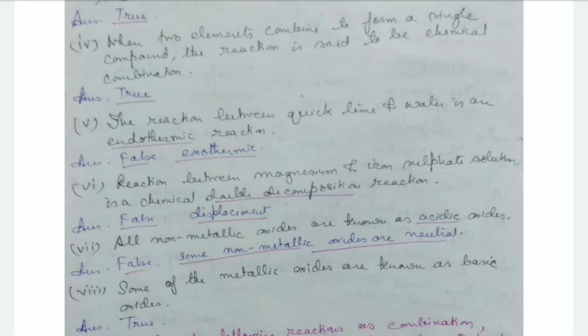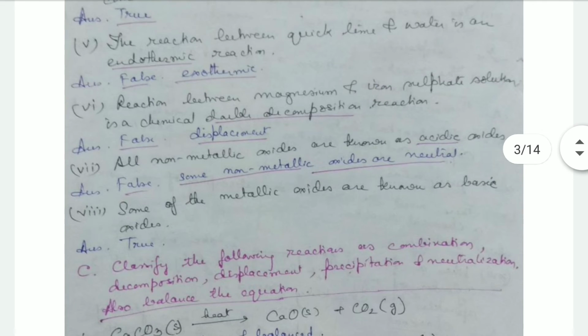Reaction between magnesium and iron sulfate solution is a chemical double decomposition reaction. That's false. It's a displacement reaction. Magnesium will displace iron. All the non-metallic oxides are known as acidic oxides. False, some are known as neutral oxides. Some non-metallic oxides are neutral oxides.